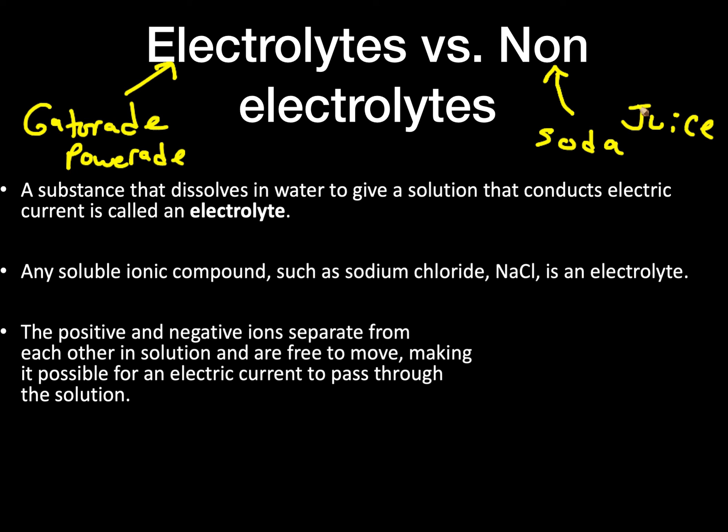So, a substance that dissolves in water to give a solution that conducts electric current is called an electrolyte. And any soluble ionic compound, such as sodium chloride, is an electrolyte. And the positive and negative ions separate from each other in solution and are free to move, making it possible for an electric current to pass through the solution. All right, so if you have an ionic compound, electrolyte.